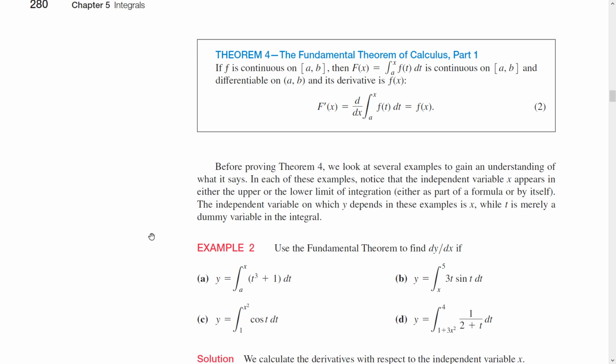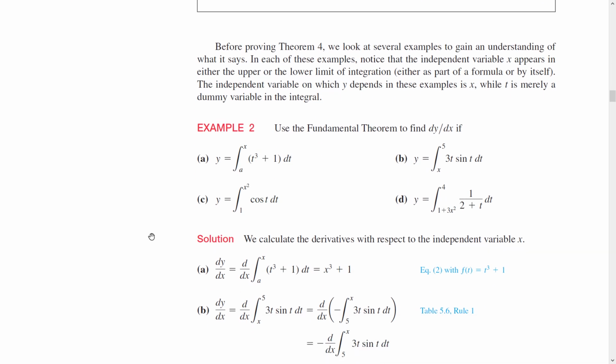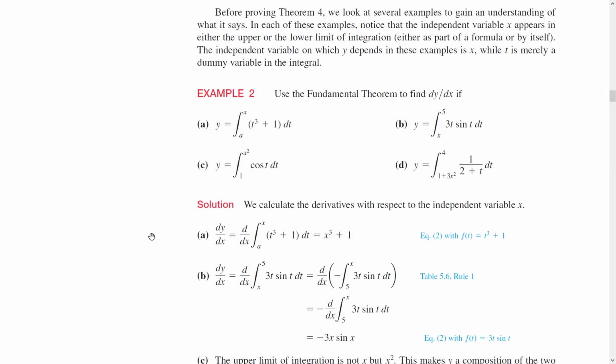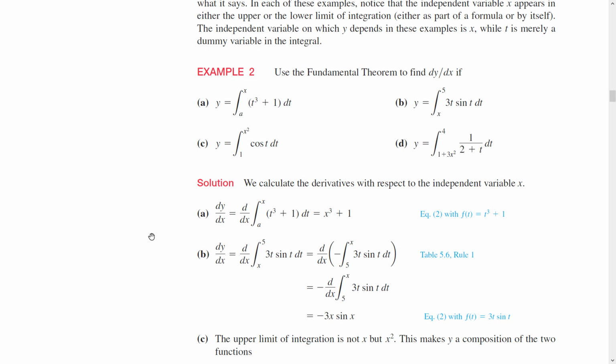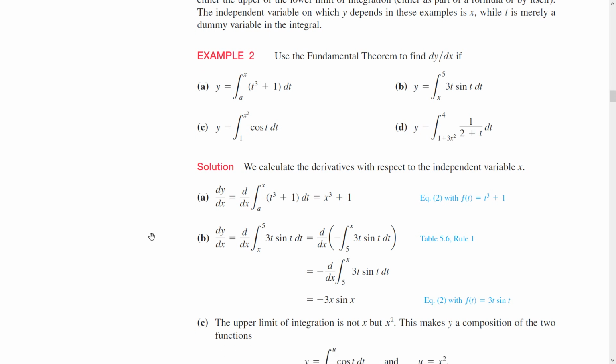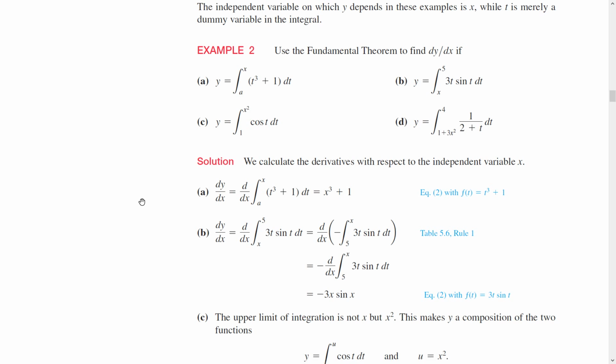Now using this theorem we are going to solve these questions, or evaluate the derivative of these integrals given in example number 2. The first integral is y equal to the integral from a to x of t cube plus 1 dt. Now the derivative of y, that is dy by dx, is equal to d by dx of the integral from a to x of t cube plus 1 dt, and according to the fundamental theorem this is equal to f(x). Now f(t) here is t cube plus 1, so f(x) is x cube plus 1.